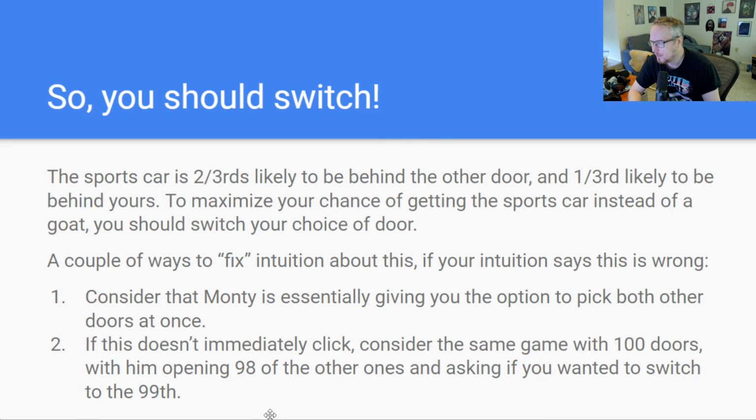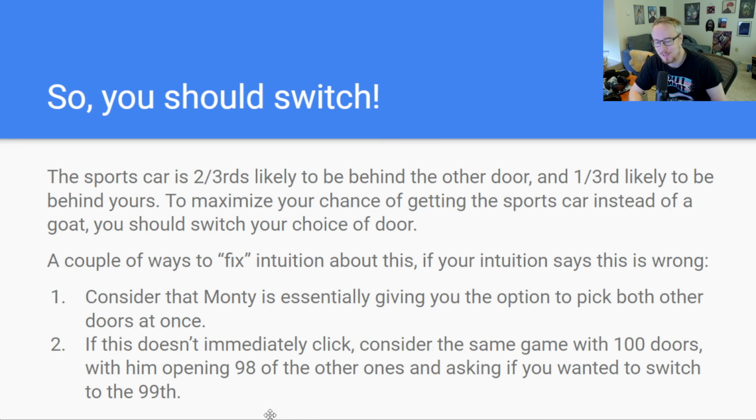And if that doesn't click still, imagine if there were 100 doors. I didn't make a slide with 100 doors, but imagine you pick one door over here, and the game show host's like, it's not behind this door, and it's not behind this door, and it's not behind this door, 98 times. And then there's only the door you picked and one other door, and he's like, well, I've shown you the doors I can show you. Would you like to switch?